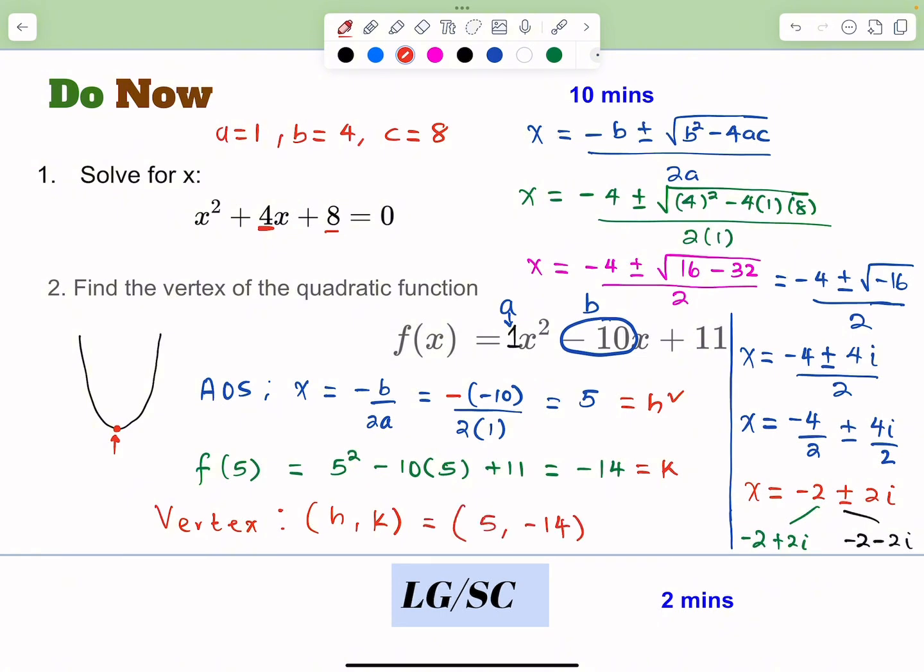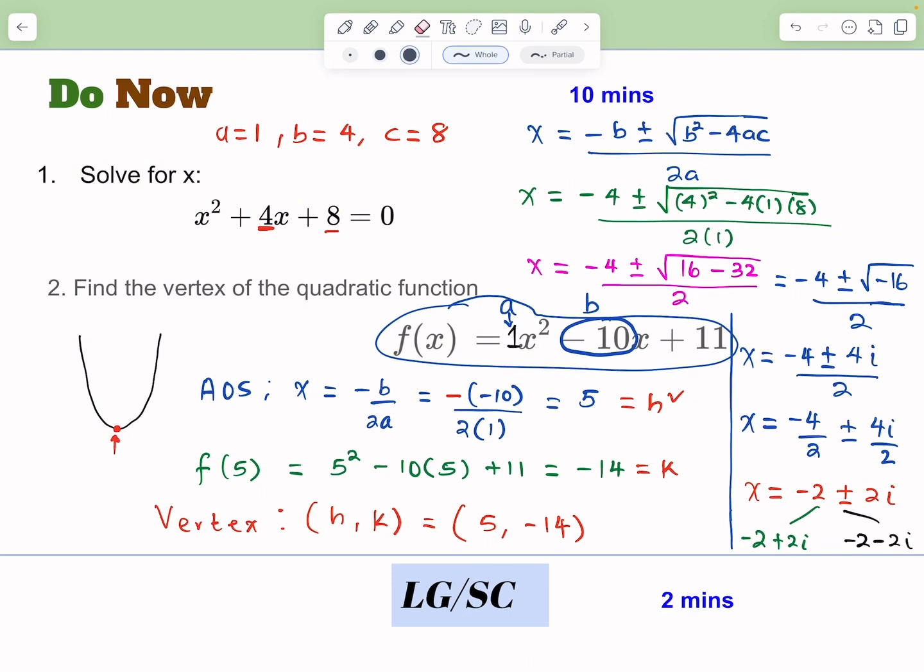So what I want you to do is graph this original function. Once you graph that original function, I want you to look at this point on the graph and see if you are going to get the same thing right here. I am 100% confident that we are going to get the same thing.